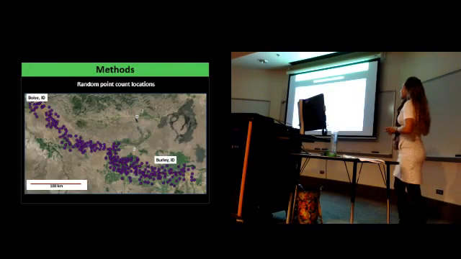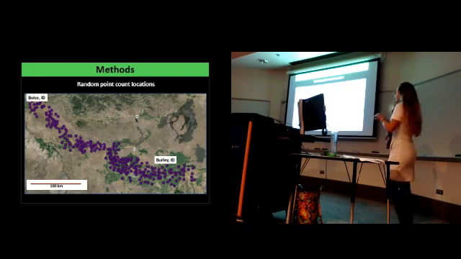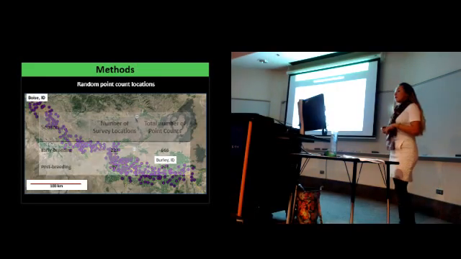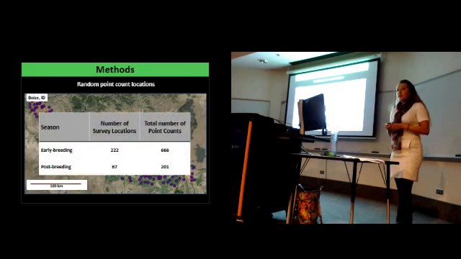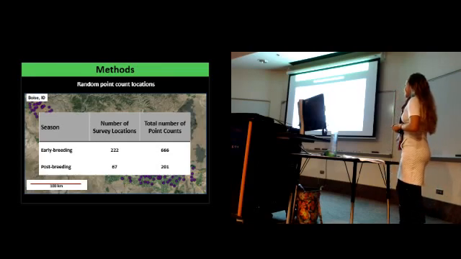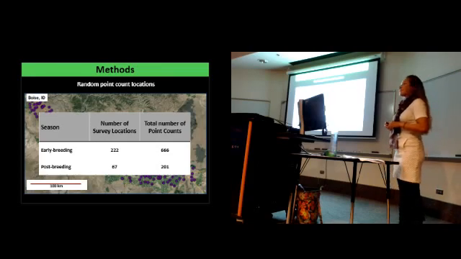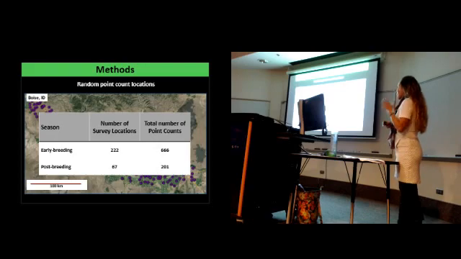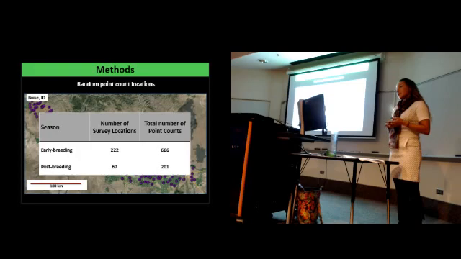So these are all the locations I surveyed, shown in purple in my study area. If we take a closer look, during the winter of 2015, which corresponds to the early breeding season of barn owls, I surveyed 222 individual locations, 3 times for a total of 666 point counts. During the fall of 2015, I revisited a subset of 67 of those points, which corresponds to the post-breeding season of barn owls, conducted the 3 repeat point counts for a total of 201.